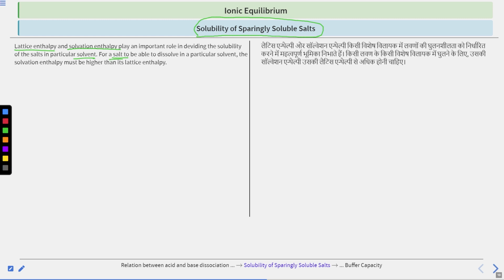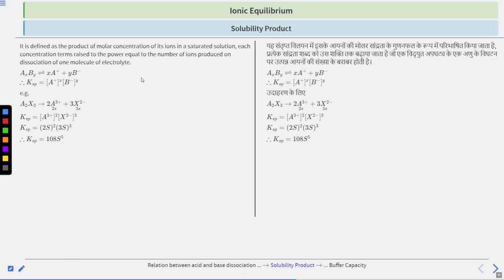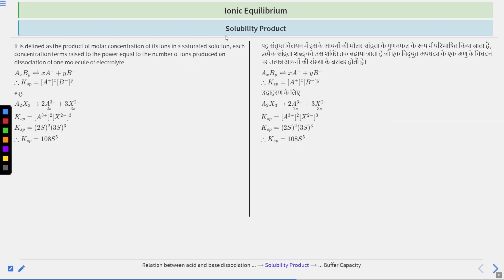If we want a salt to dissolve in a particular solvent to make a solution, the solvation enthalpy must be higher than its lattice enthalpy. That's the relation between these two terms. Right? Okay, let's see about the solubility product.